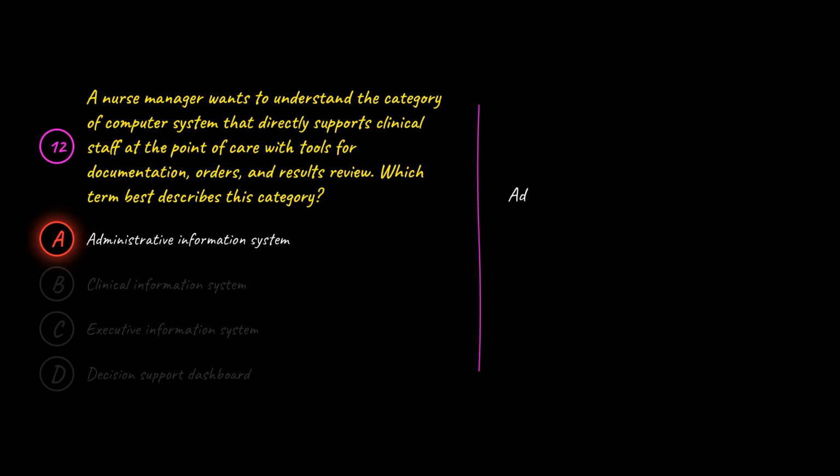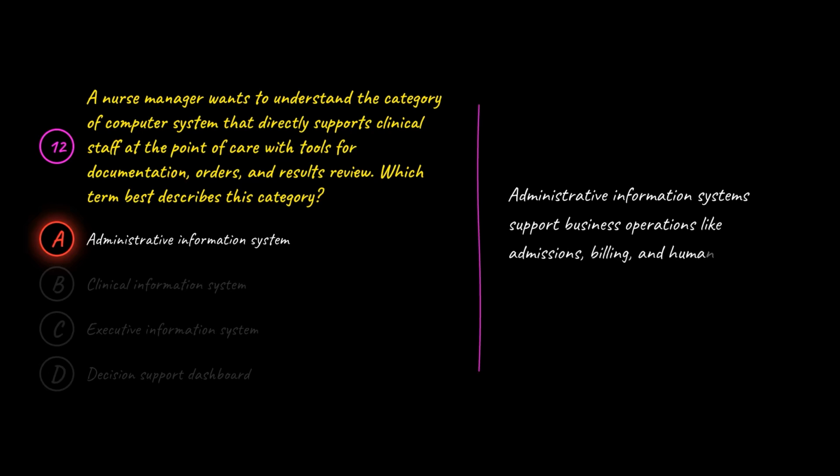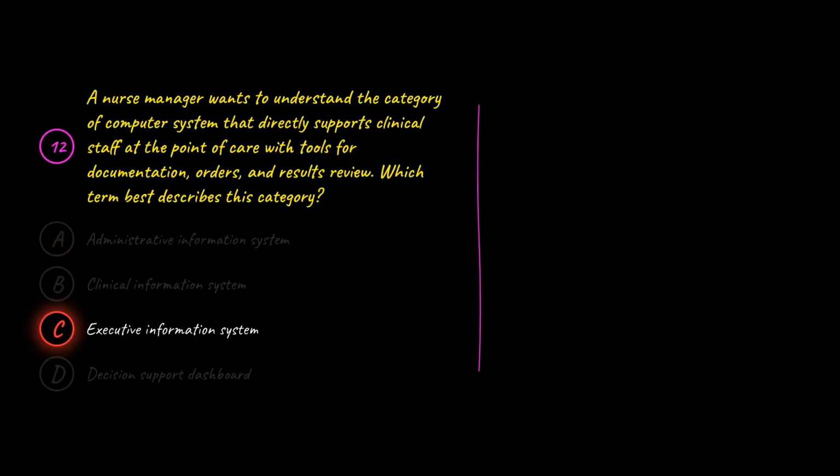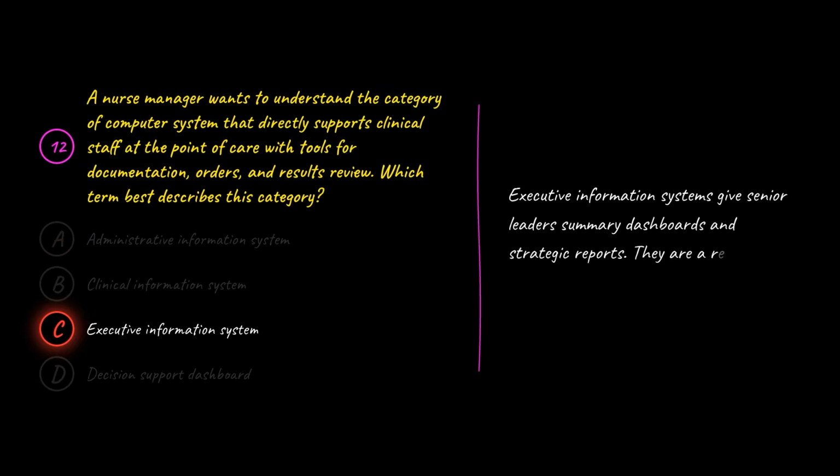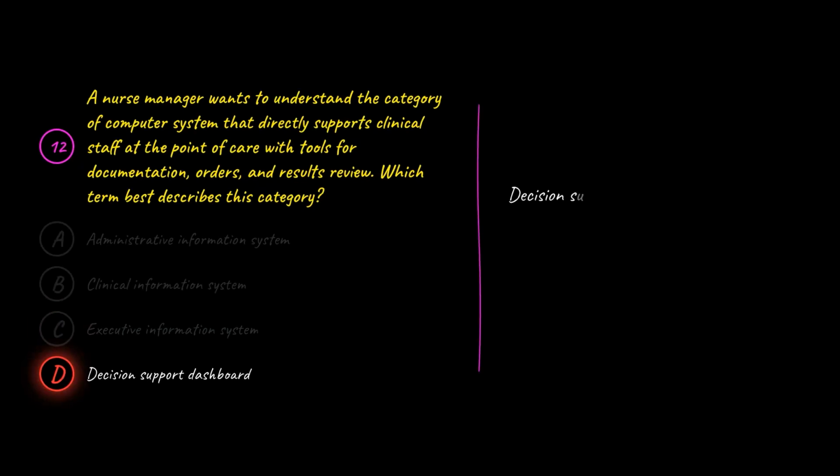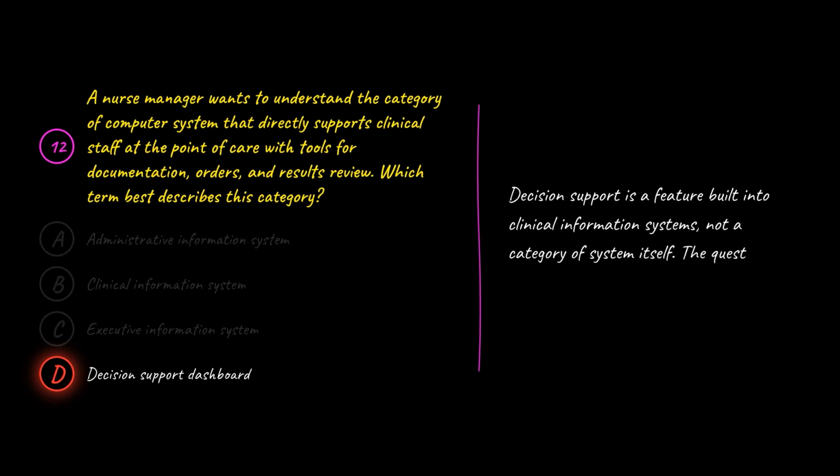A is wrong because administrative information systems support business operations like admissions, billing, and human resources. They do not directly support clinical care. C is wrong because executive information systems give senior leaders summary dashboards and strategic reports. They are a reporting layer above the operational systems. D is wrong because decision support is a feature built into clinical information systems, not a category of system itself. The question is asking for the overall system category.